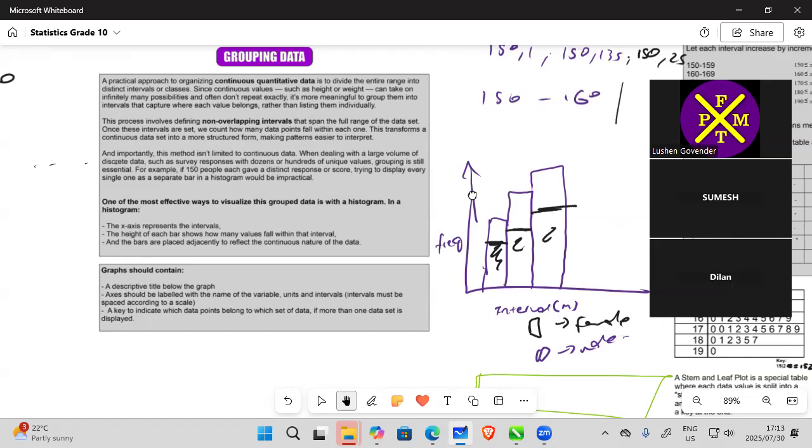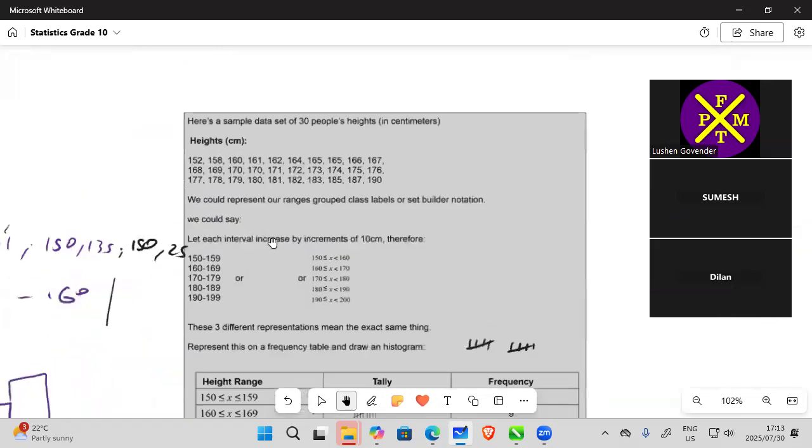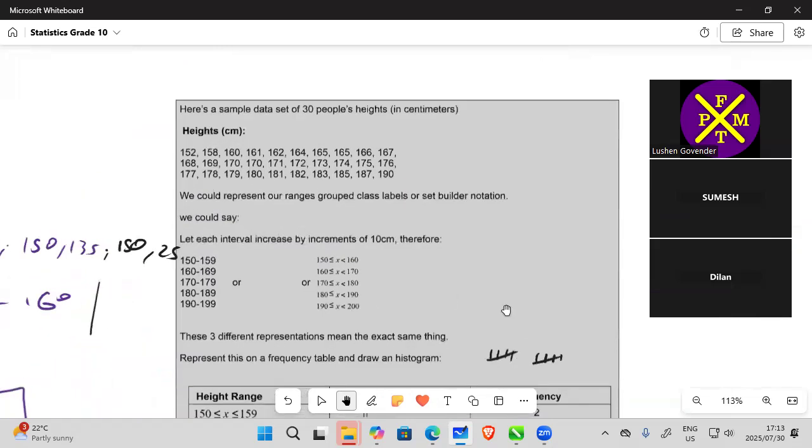Don't worry, we're going to do an example on this. I'm just showing you the theoretical aspect. So right, let's do an example. Here's a sample data set of 30 people's heights in centimeters. Okay? Now think about this.